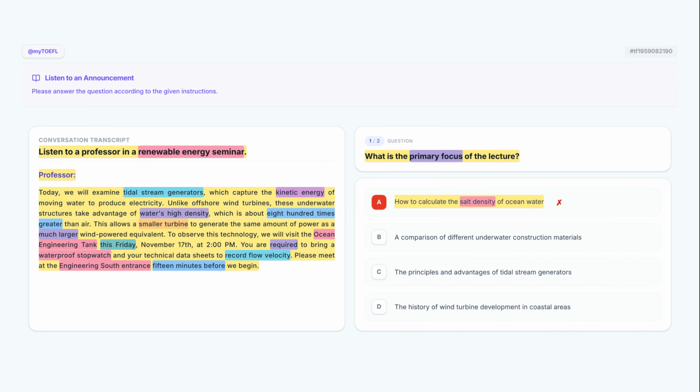Now, let's check option B. A comparison of different underwater construction materials. While underwater structures were mentioned, the talk didn't compare construction materials, making this choice a distractor.